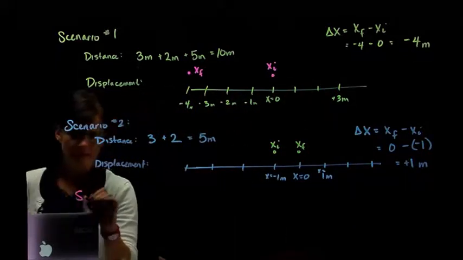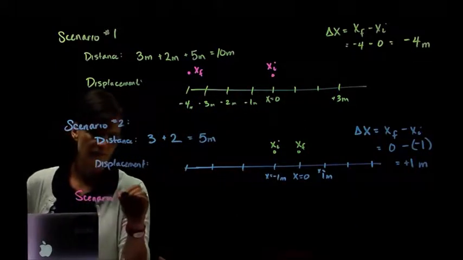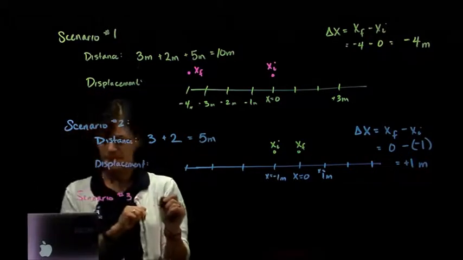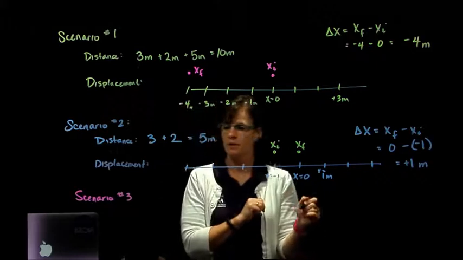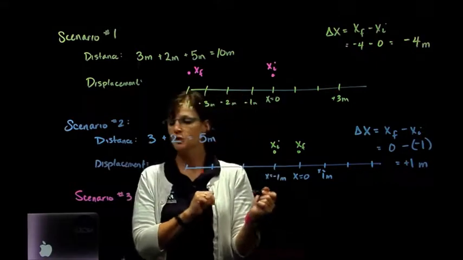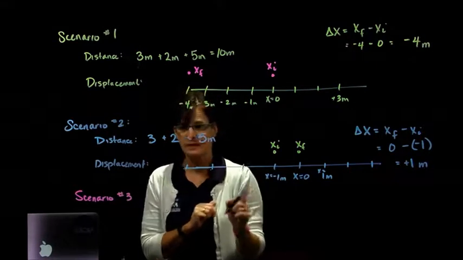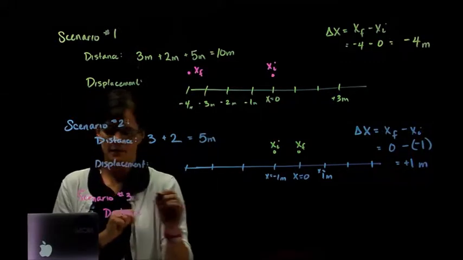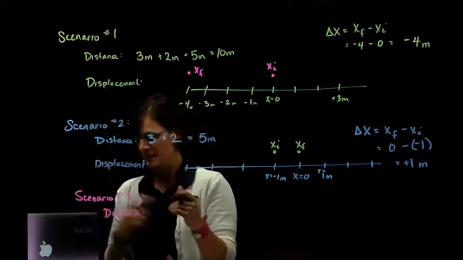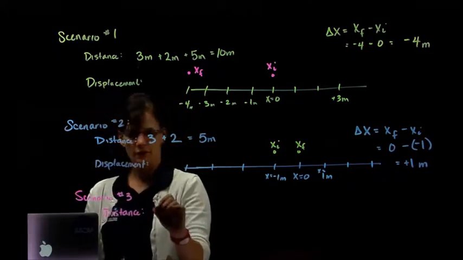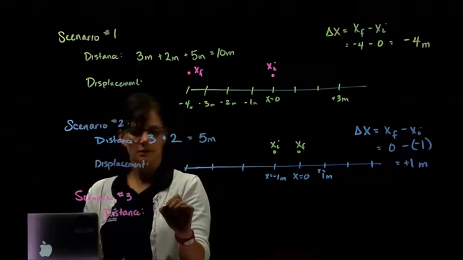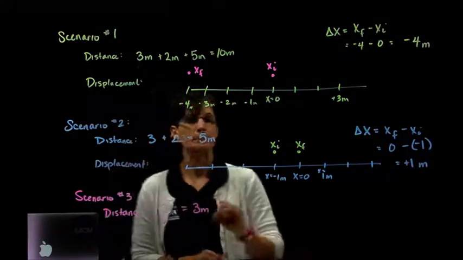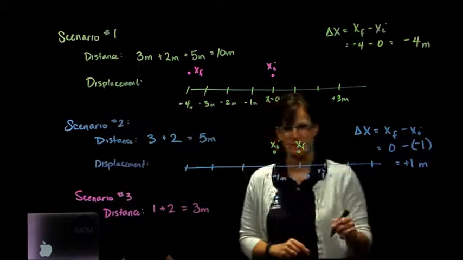Scenario 3. In scenario 3, I start at 2 meters, move 1 meter to the right, and then 2 meters to the left. So if I think about my distance, I only care about the movement pieces. Move 1 meter to the right, plus 2 meters to the left. I have a distance of 3 meters.